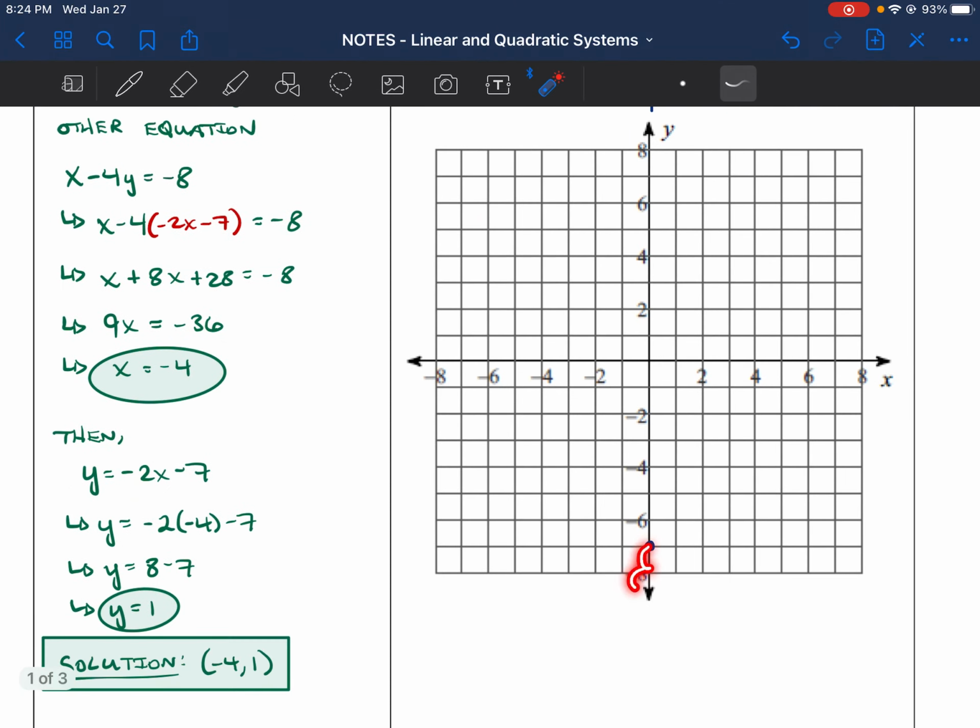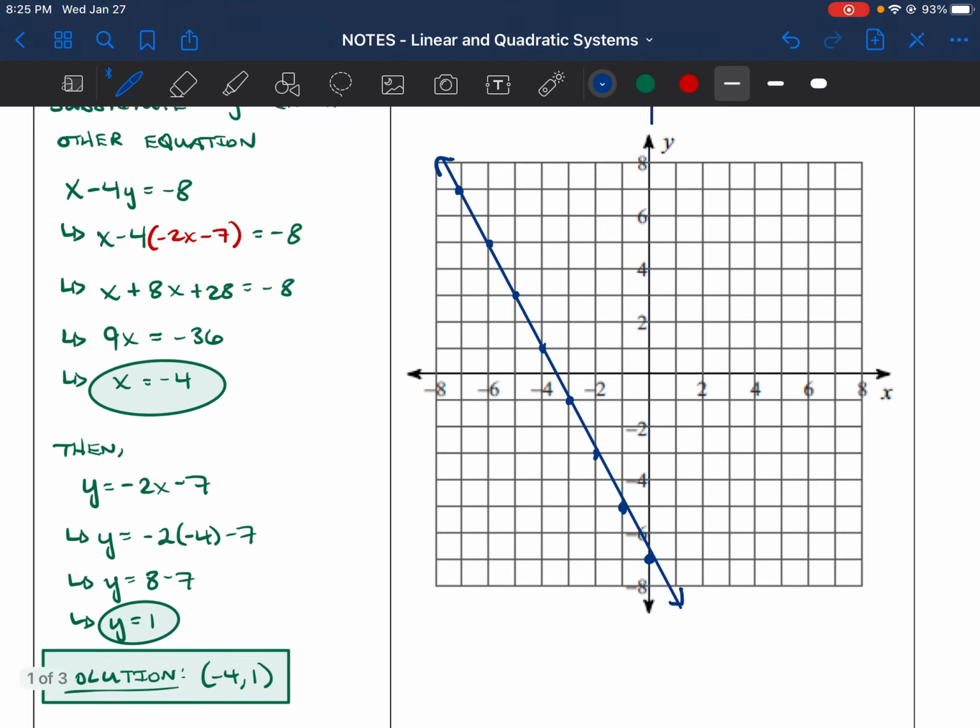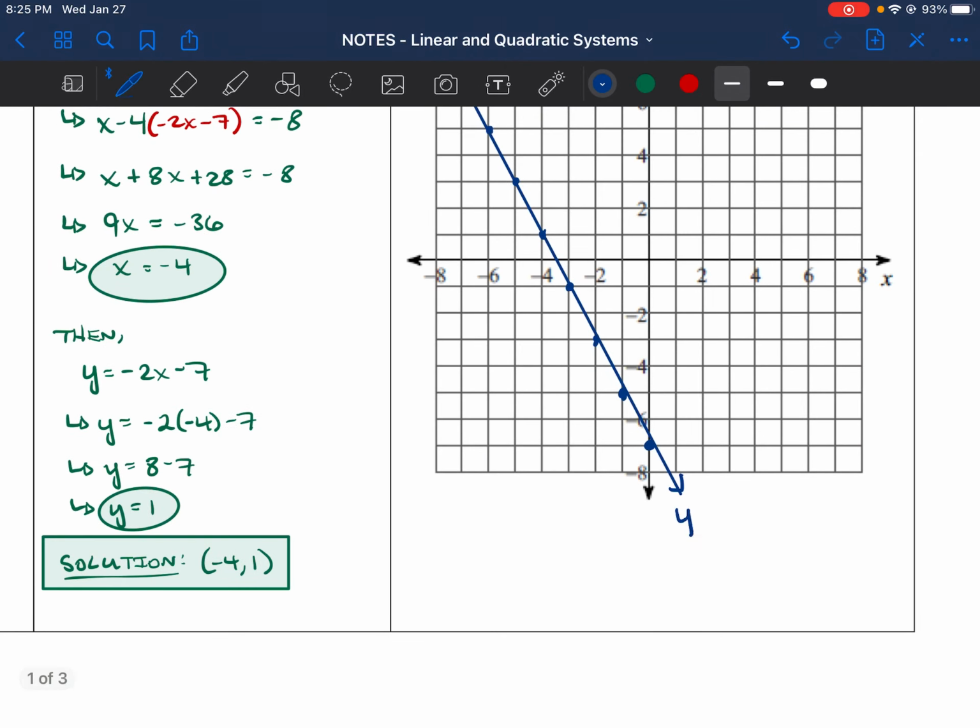Now, I can't go down 2, so instead of going down 2, right 1, I can do the exact opposite and go up 2, left 1, because that's actually the same direction. So from that negative 7, let's go up 2, left 1, up 2, left 1, and we'll repeat this process as many times as possible. And now we have a collection of points. Let's go ahead and connect them with a straight line. And this was the equation y equals negative 2x minus 7.